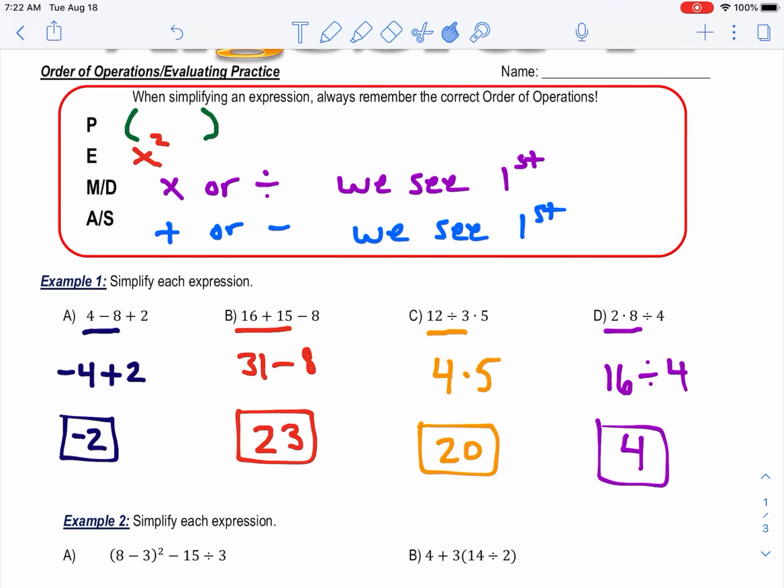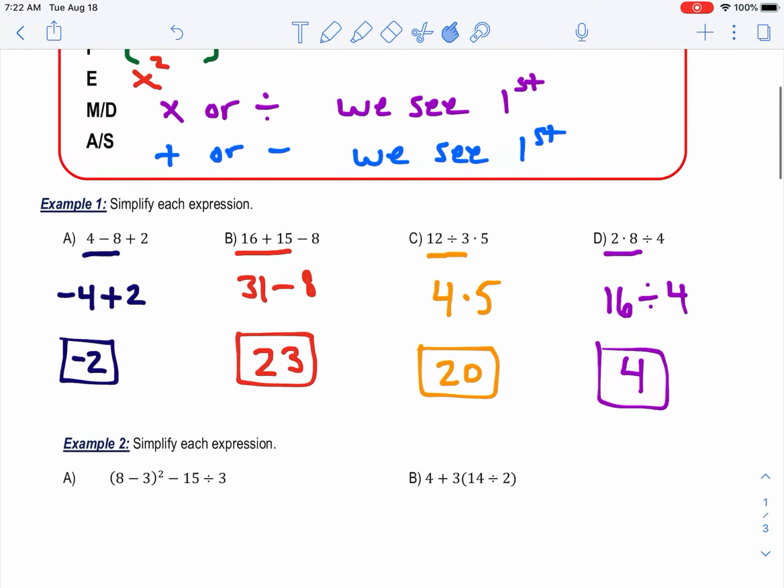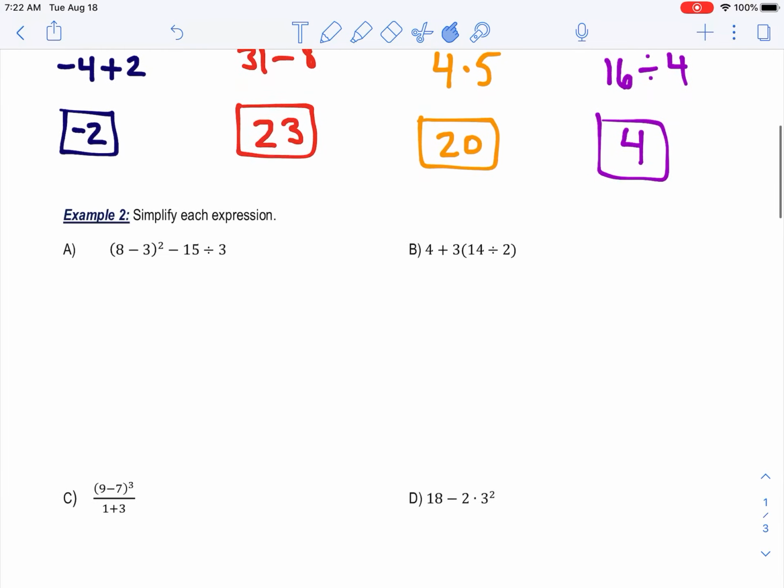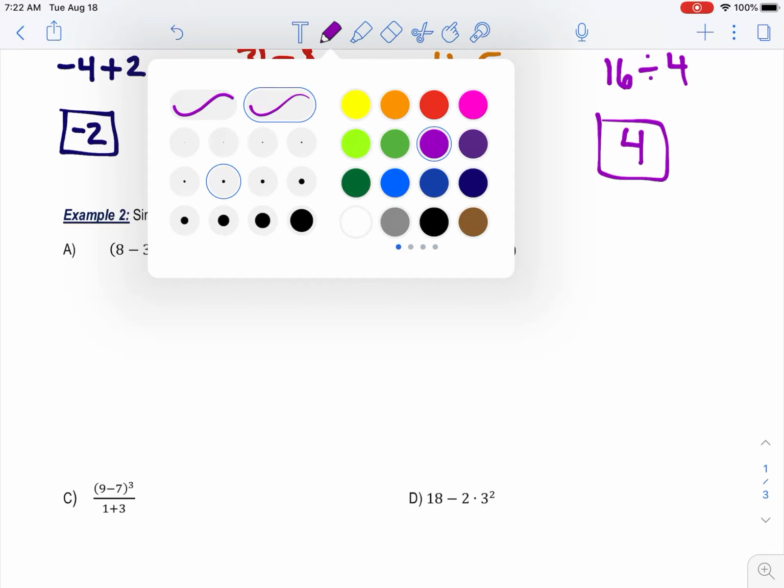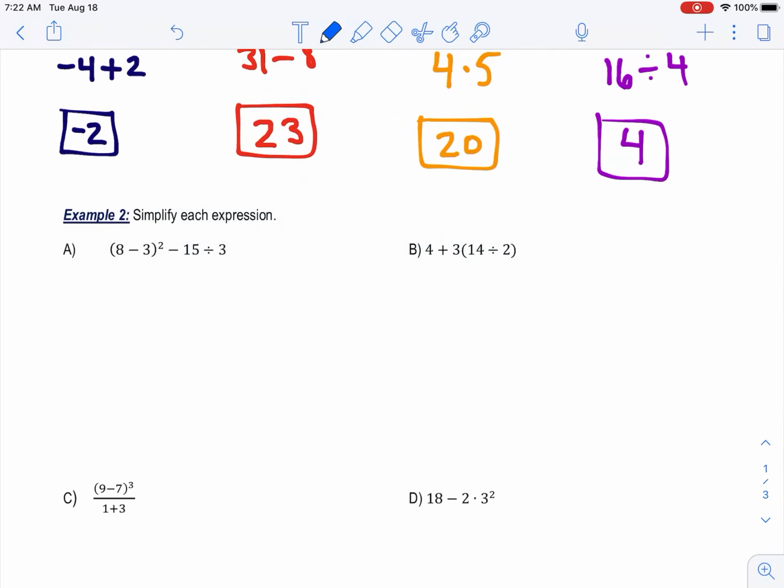Now let's start to put it all together a little bit. All right, so example 2. I'm going to go through my order of what we would need to do to solve this. So first thing I'm going to check, are there parentheses? Ooh, there are parentheses right here. So 8 minus 3 I'm going to do first. But notice there's a square on the end of that. Minus 15 divided by 3. So I rewrote it. Now, next I see an exponent, so I must do the exponent first.